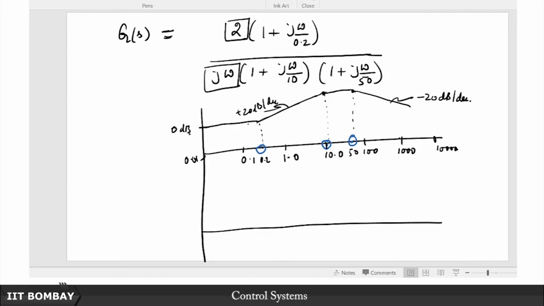All that is fine, but we are yet to account for this constant factor and the integrator. So what do we do? How do we account for this constant factor? Well, the constant factor is just going to raise this plot. So one way is, you can just lift this entire plot. So you can use a green line and lift this entire plot every point by 6 dB.